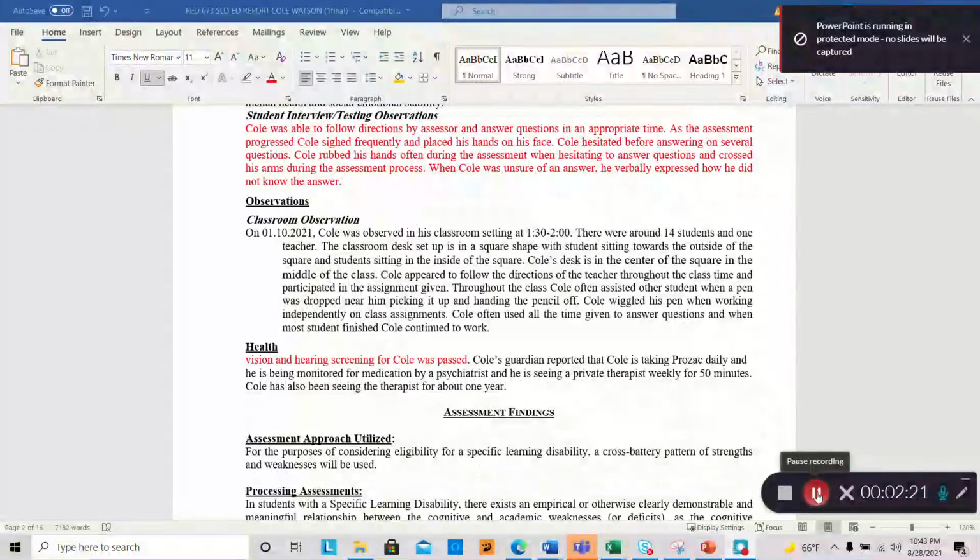During his observation, while assessing Cole, he was able to follow directions by the assessor and answer questions in an appropriate time. As the assessment progressed, Cole sighed frequently and placed his hands on his face. Cole hesitated before answering on several questions. Cole rubbed his hands often during the assessment when hesitating to answer questions and crossed his arms during the assessment process. When Cole was unsure of an answer, he verbally expressed that he did not know the answer.